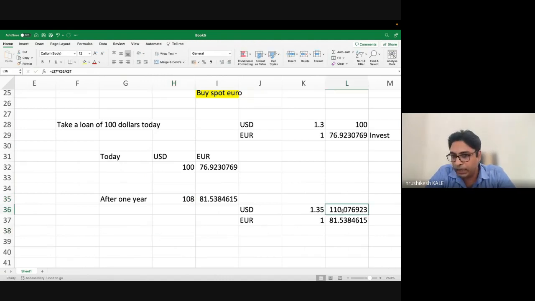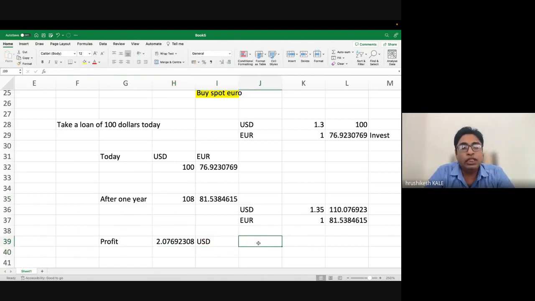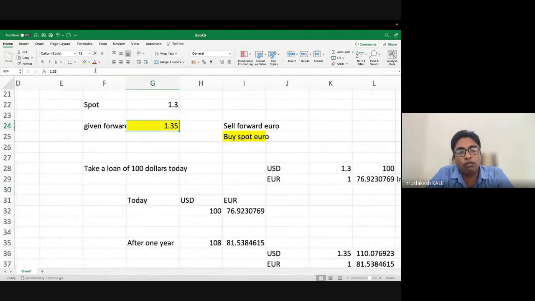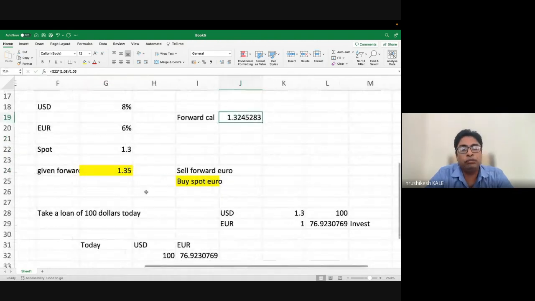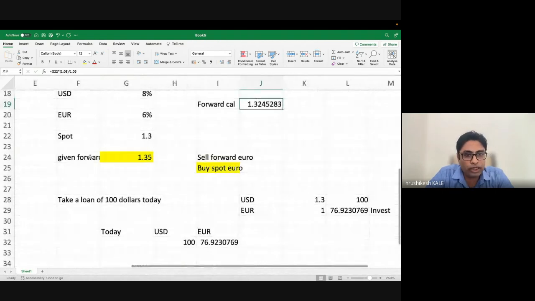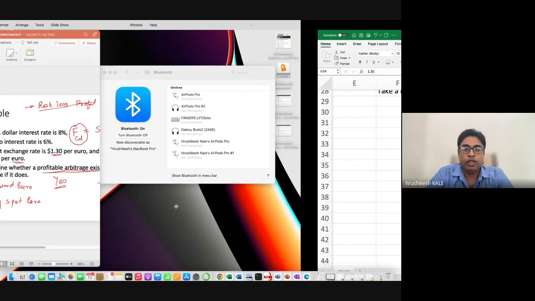How much are you getting? 110 USD. So how much profit are you making? You are making a profit of 110 minus 108, about 2 US dollars, for zero investment. Now you could have taken a loan of 1,000, 10,000, lakh, million, billion, and you could have increased your profit substantially. Please understand this profit is risk-free because you have already fixed your rate for 1 year at 1.35. And because this rate is different from your calculated forward rate, you can earn riskless profit. If your forward rate were the same as the calculated forward rate, you could not have earned any riskless profit. So let's go back.